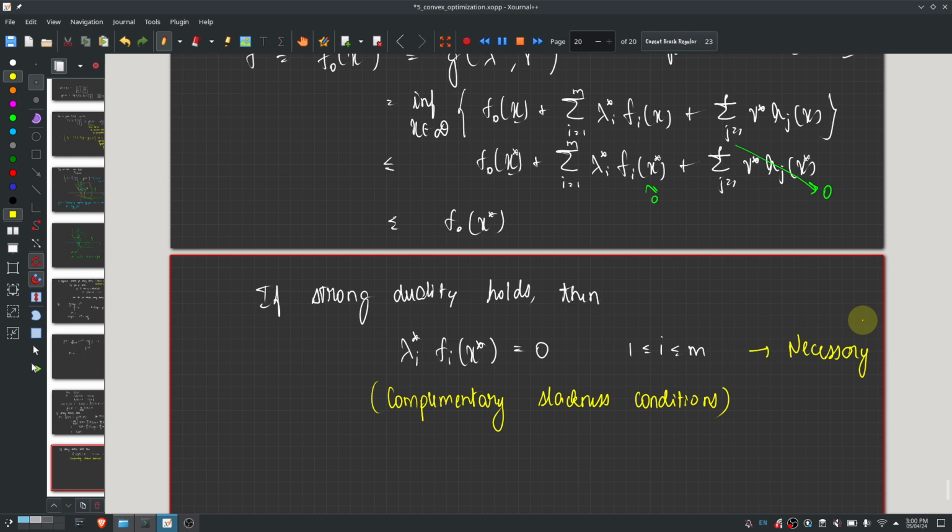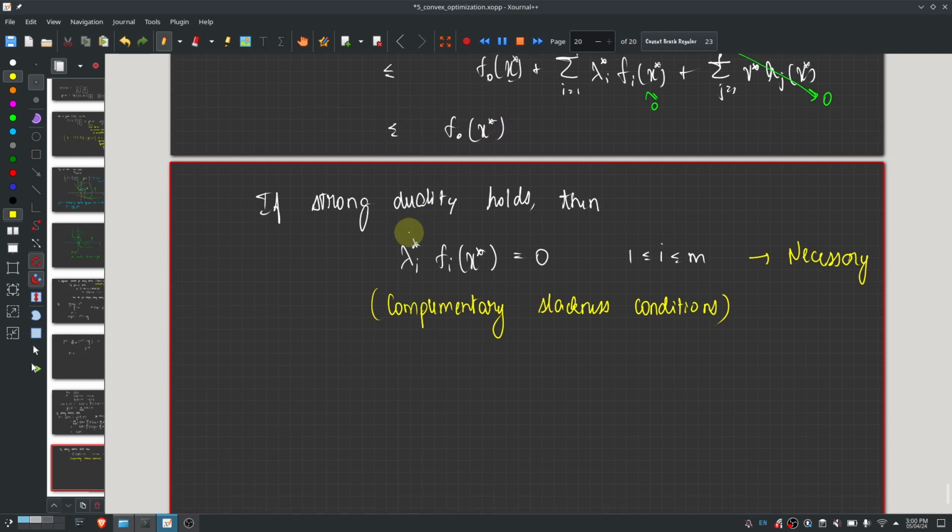Now let's focus on the other inequality. What does that inequality say? It says that if I take the minimum of the Lagrangian evaluated at lambda star nu star, and I minimize this with respect to all possible x over the entire domain, then this will be exactly equal to f0 of x star. Right? So this is one property that we have derived. If strong duality holds, then the complementary slackness conditions must be satisfied.